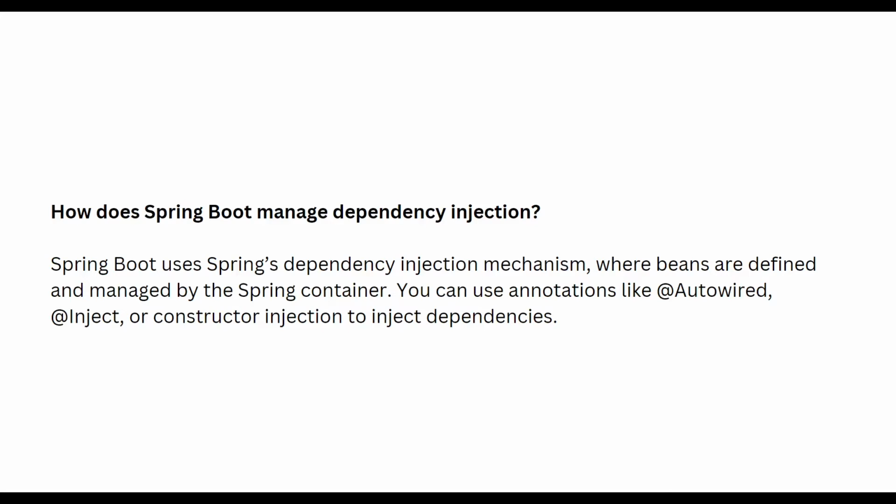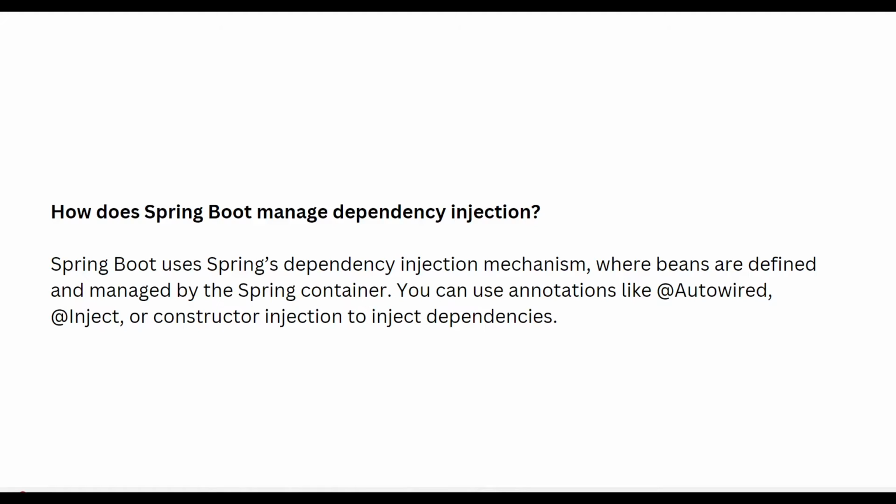So in layman terms, what is dependency injection? Dependency injection is basically a design pattern, and like I told you, it came with Spring. This is to achieve inversion of control between classes and their dependencies. Dependency injection, or DI, allows you to inject the dependencies of a class rather than having the class create or locate them itself. This promotes loose coupling and enhances testability and maintainability of the code.